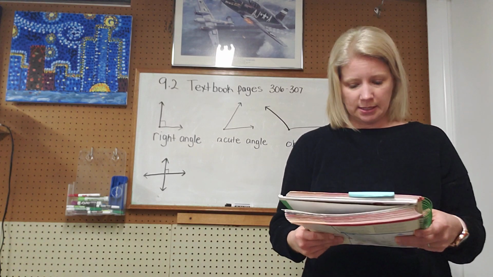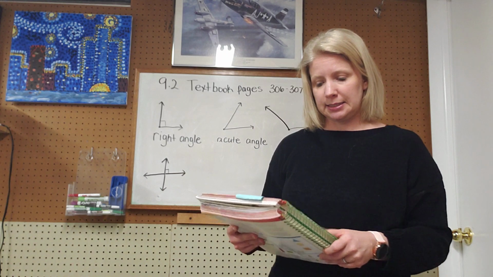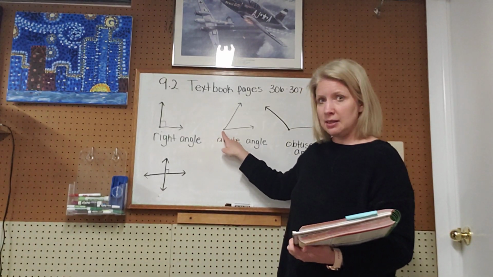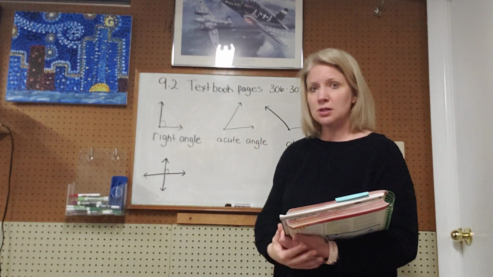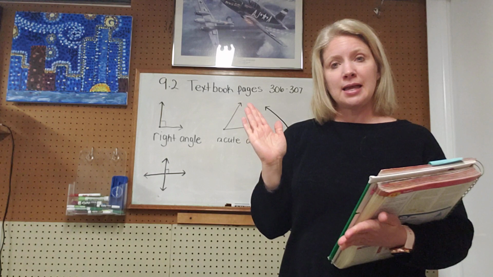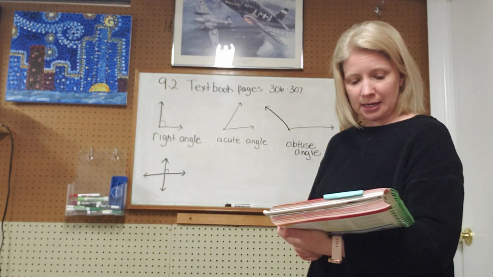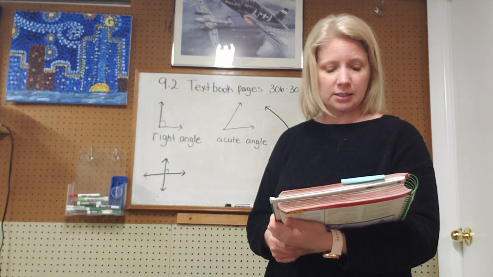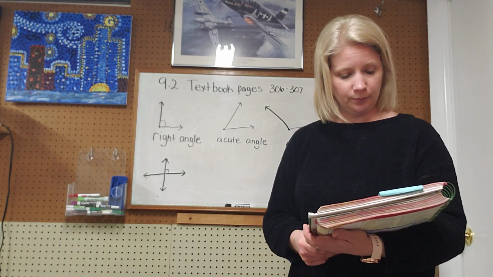Okay, let's go on to page 307. We're going to look at some clocks. Since a clock has a point in the middle and 2 hands, 2 rays that come out, the clock hands make and create an angle. So let's look at number 9. The directions say, tell if the angle formed by the hands of the clock is a right angle, an acute angle, or an obtuse angle.